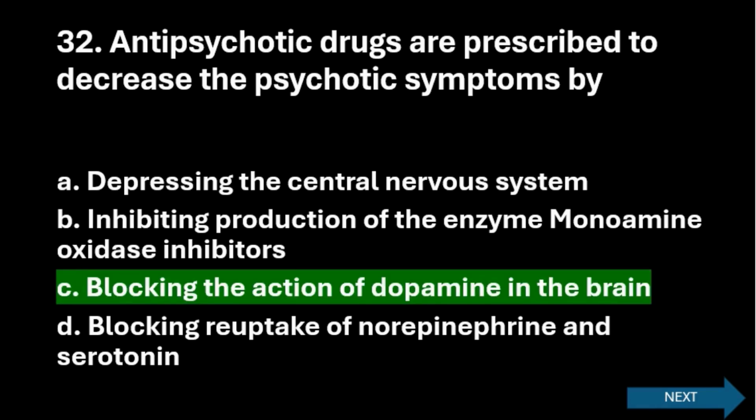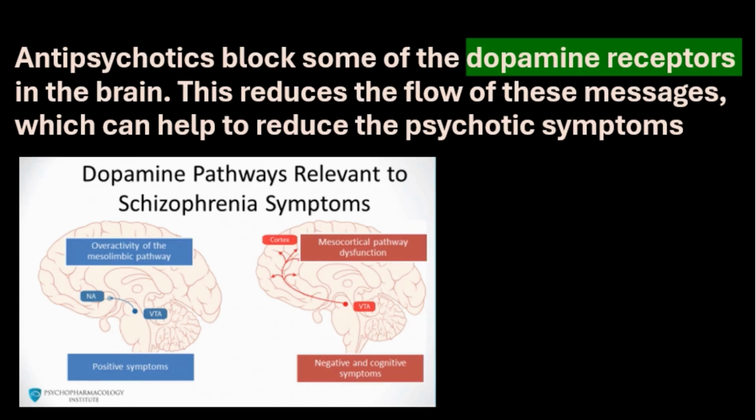Here you can see the antipsychotic blocks some of the dopamine receptors in the brain. This reduces the flow of these messages. The rush of the messages will be blocked, which can help to reduce the psychotic symptoms. You can see the chart here. Dopamine channel is blocked.